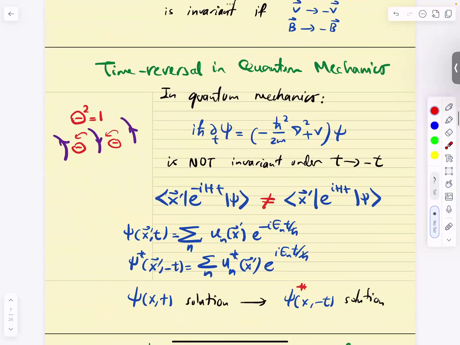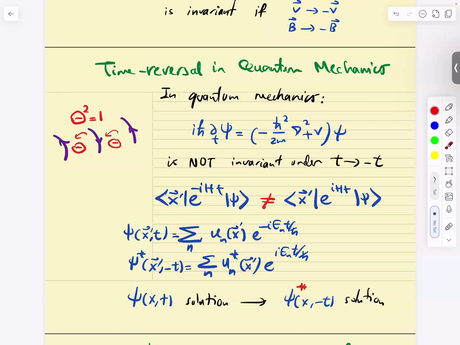Now, what is time reversal in quantum mechanics? It is a little bit tricky. Not very much, but a little bit. So here's the evolution of a wave function. You apply e to the minus iHt to some ket and look at the wave function in your favorite basis, for example the position basis. If you flip the sign of t, of course it's not invariant. These two are not equal.